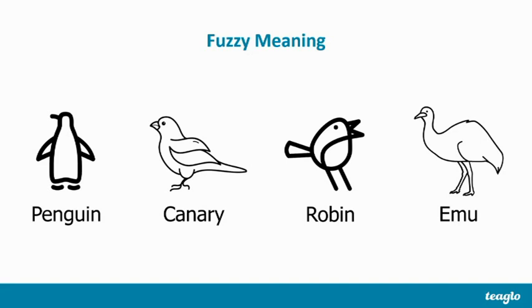So before we delve deeper into this, just have a look at these four birds on the screen. I want you to rate them in your head from the most typical example of a bird to the least typical example of a bird. So in other words, which is the most birdie bird, and which is the least birdie bird?